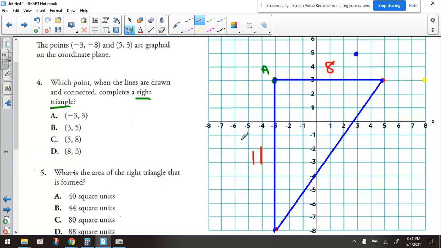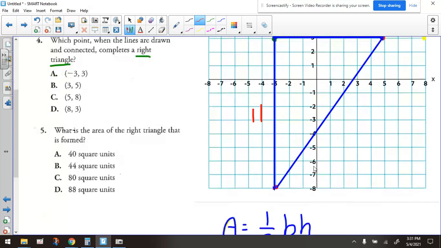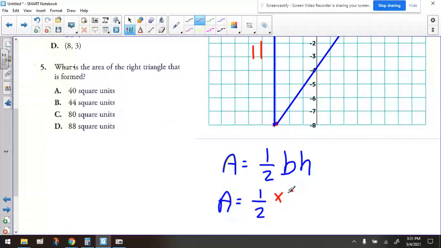Now I do want to remind you, by the way, that once you plot the points and you have the ordered pair, there is a way to get the distance between the points that we studied in chapter 3. Feel free to use that strategy. But now we have our numbers. We'll use 8 as the base and 11 as the height.